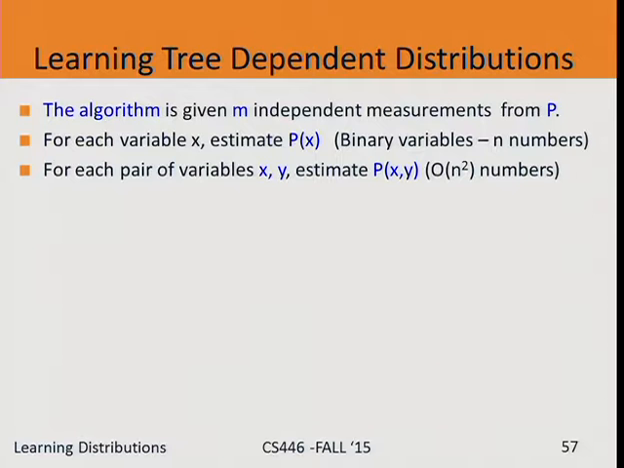For each pair of variables, I'm going to estimate p of x, y, n square numbers, right? So already here you can see the key difference between naive Bayes and this. And you can also think about the practicality of this algorithm. In many applications, you can run naive Bayes or perceptron or SVM, whatever you want, on a feature space that has, let's say, a million features.